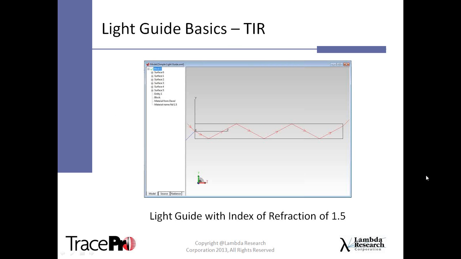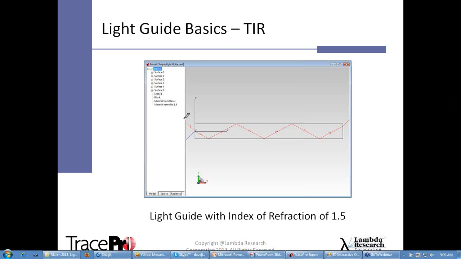Here's a simple model of a light guide in TracePro. In this case, we show a ray coming in here. We have Fresnel reflections off the surface. Then we have the ray being totally internal reflected inside the light guide and then exiting out the other end.